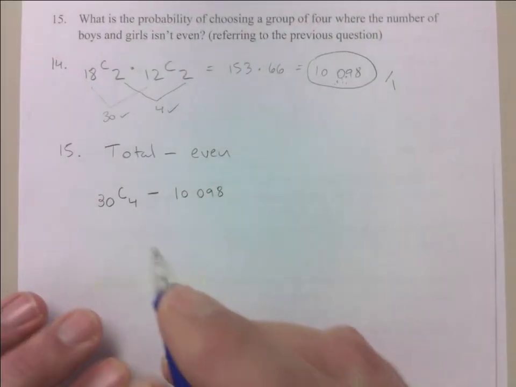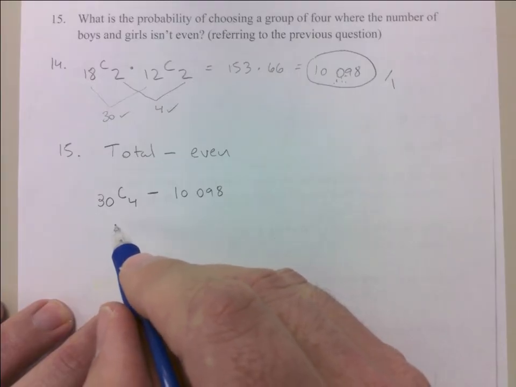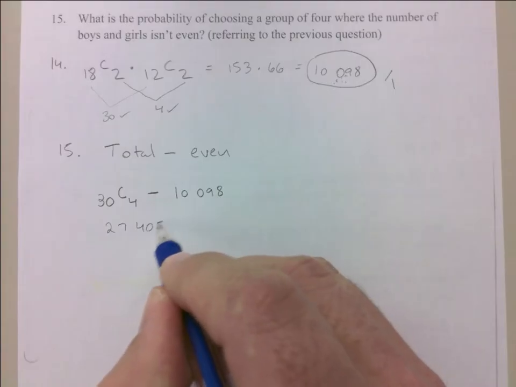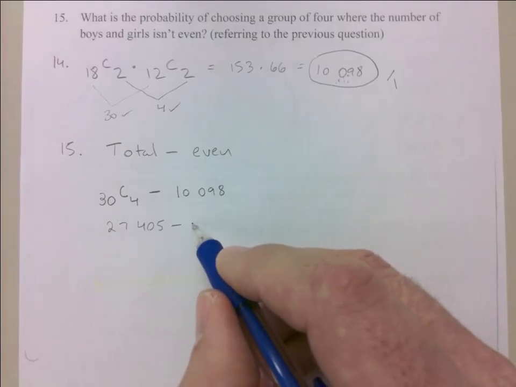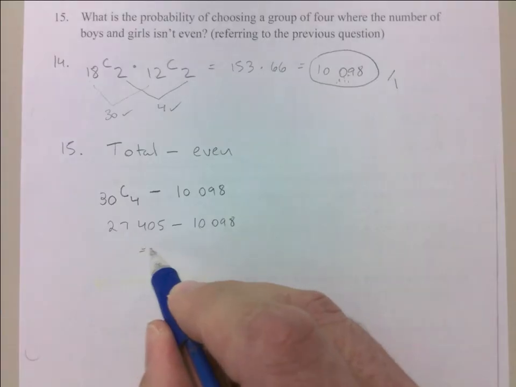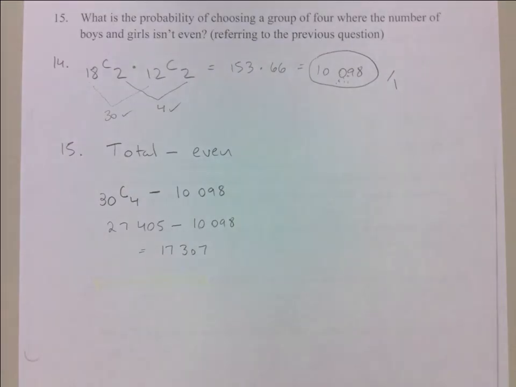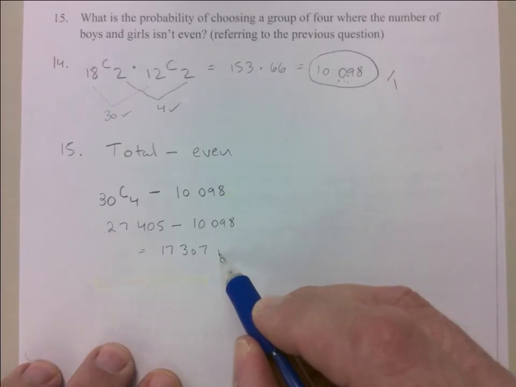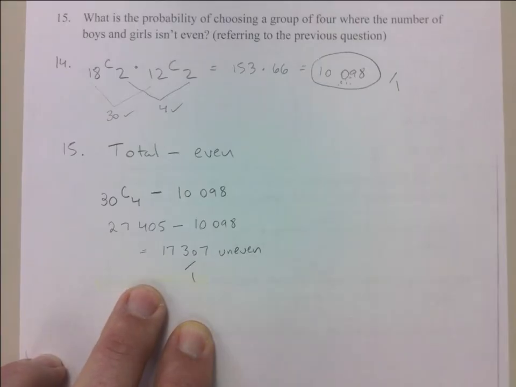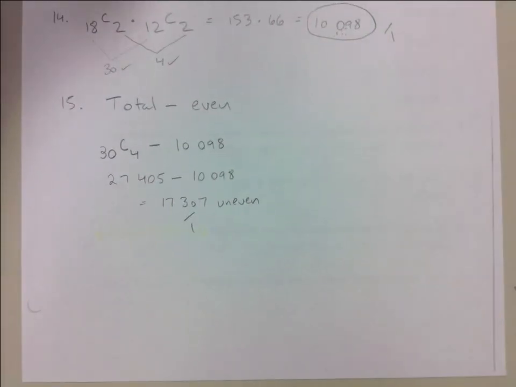30 choose 4 is, where do I have that? Somewhere in here. 27,405 minus 10,098. That gives you 17,307 uneven groups, like where it's not even. This is going to give you a mark. If you have 17,307 there anywhere, you get a mark for that.